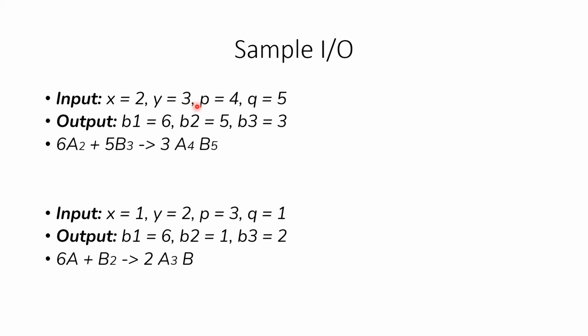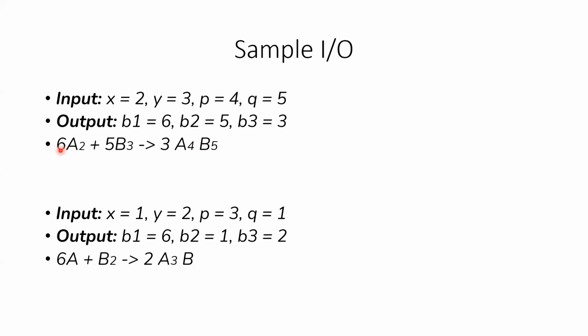Consider this as the input: x equal to 2, y equal to 3, p 4 and q 5. For this given input, the required output is b1 equal to 6, b2 equal to 5, b3 equal to 3. How are these b1, b2, b3 values coming? First, write the x, y, p, q values in the equation. Like A2, the 2 stands for x equal to 2. B subscript 3 stands for y equal to 3. A subscript 4 stands for P. B subscript 5 stands for Q.